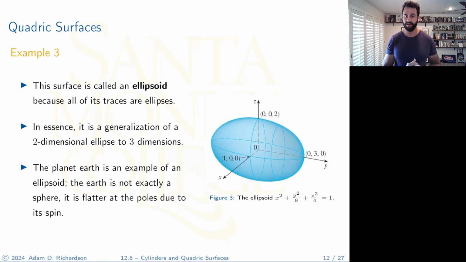There you go. Maybe interestingly, the planet Earth is an example of an ellipsoid. A lot of times people say the Earth is a ball, but it's not a perfect sphere. It's actually more of an ellipsoid because of the spin. So it's actually flatter at the poles than it is at the equator because the Earth is spinning around. So it takes what would be a sphere and kind of smushes it a tiny bit.